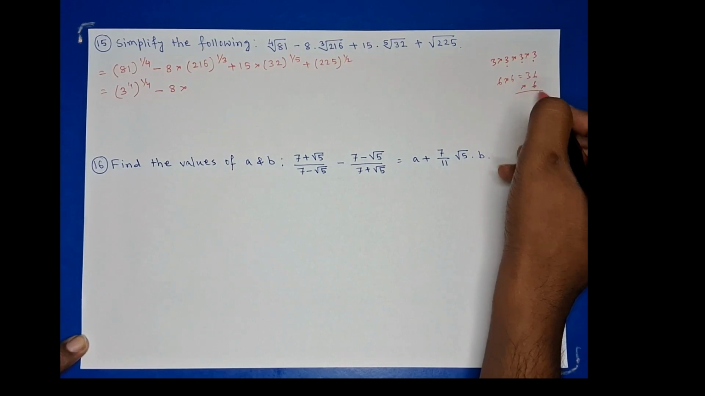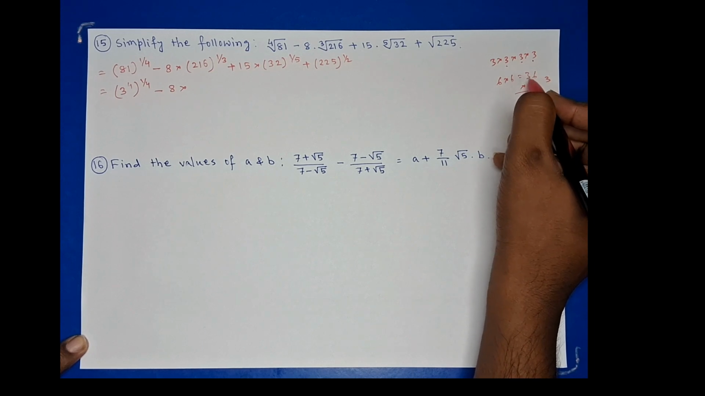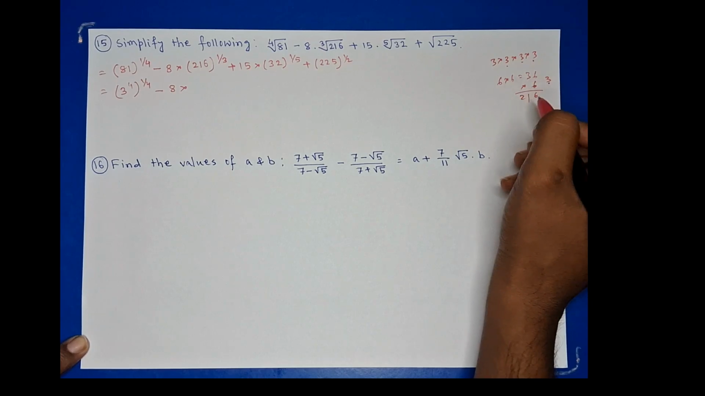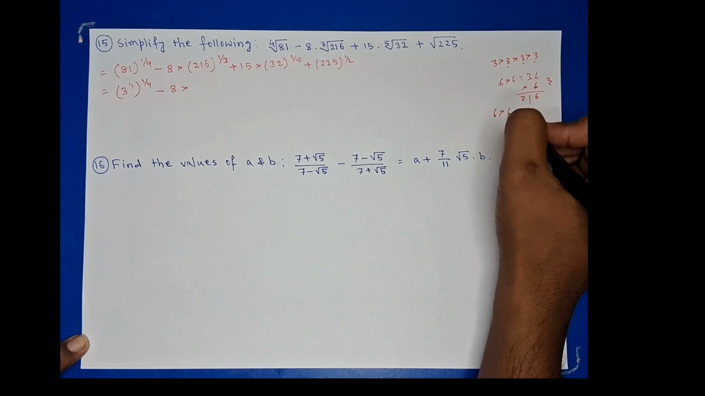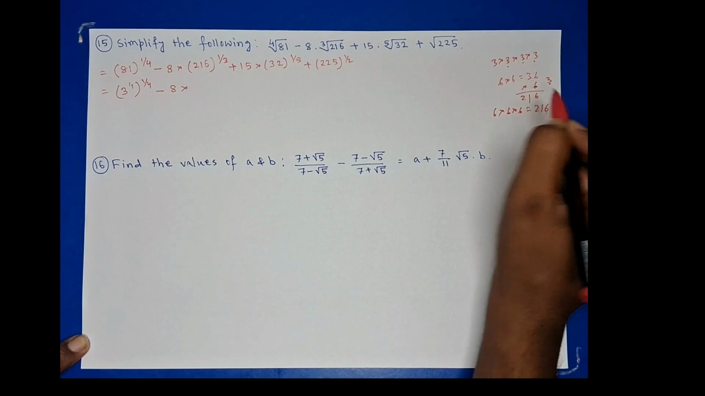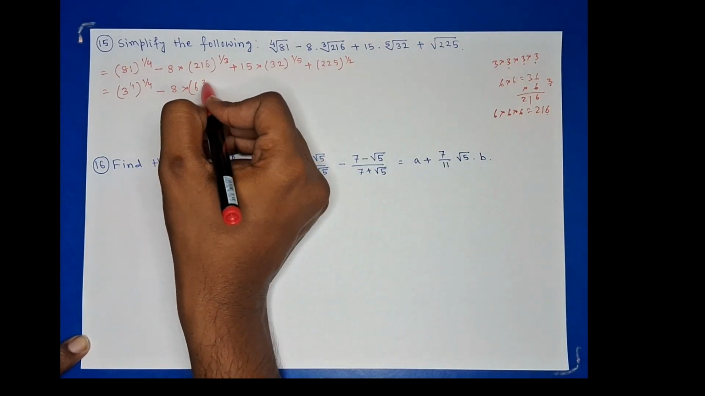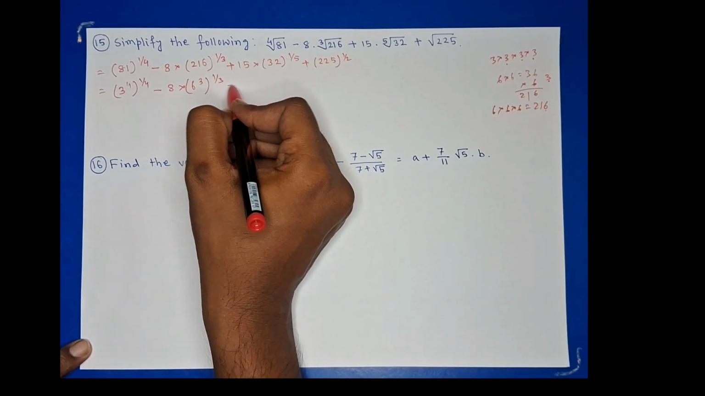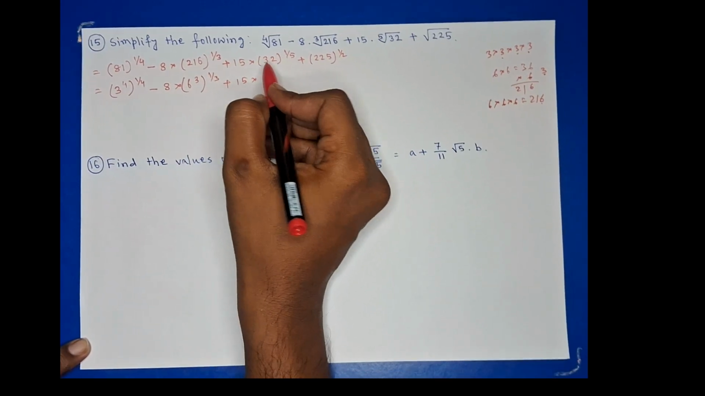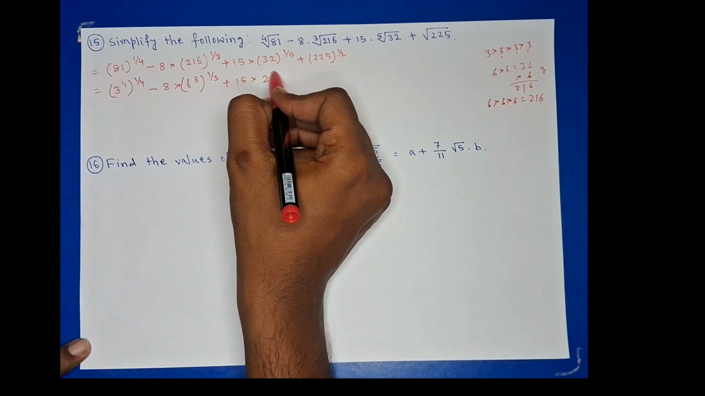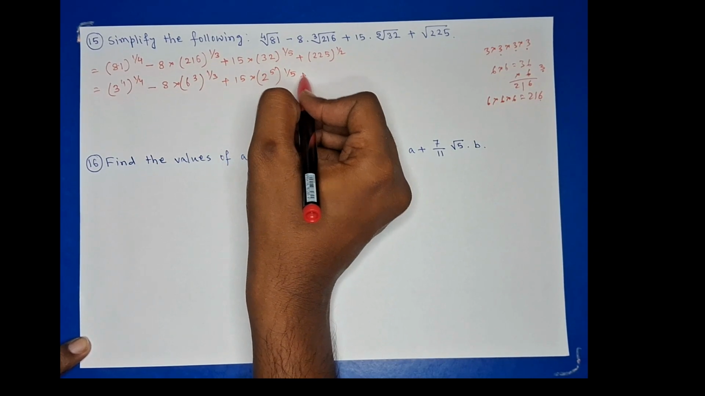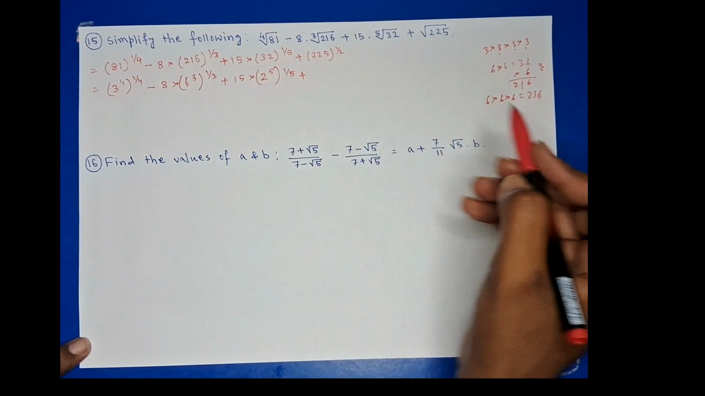If we do 6 6s are 36, 6 3s are 18 plus 3 is 21. That means 6 into 6 into 6 is 216. That means 6 cube is equal to 216, whole to the power 1 by 3, plus 15 into 32, which is 2 to the power 5, 2 to the power 5 is equal to 32, whole to the power 1 by 5, plus this 15 into 15.